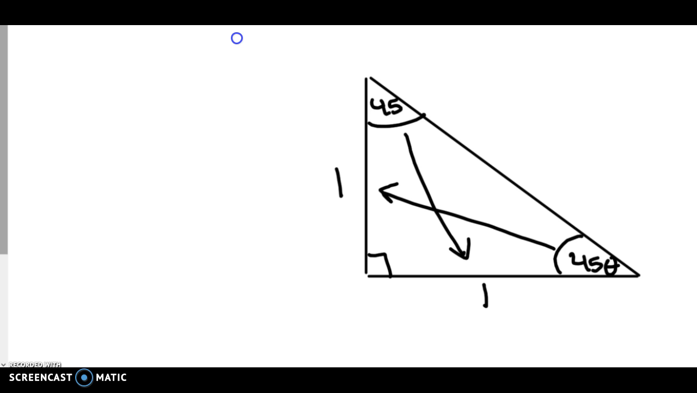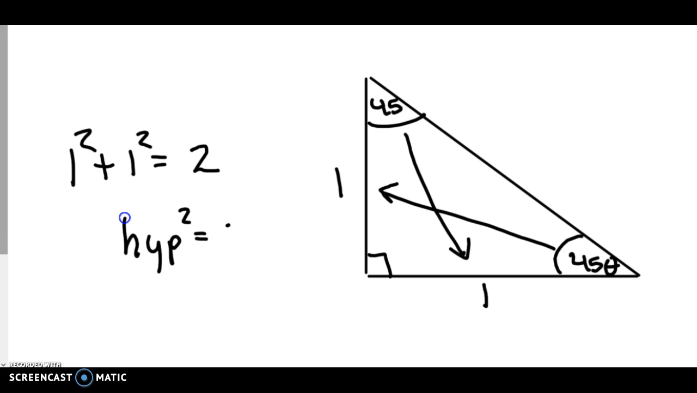So we know if the adjacent side is 1, the opposite side is also 1. Using the Pythagorean theorem, 1 squared plus 1 squared is equal to 2, which is equal to the hypotenuse squared. Hypotenuse squared equals 2. Therefore, the hypotenuse is equal to the square root of 2.